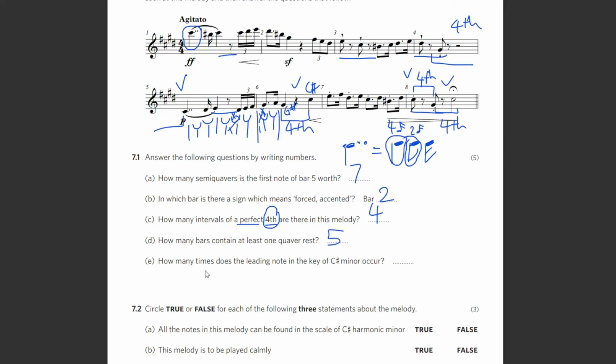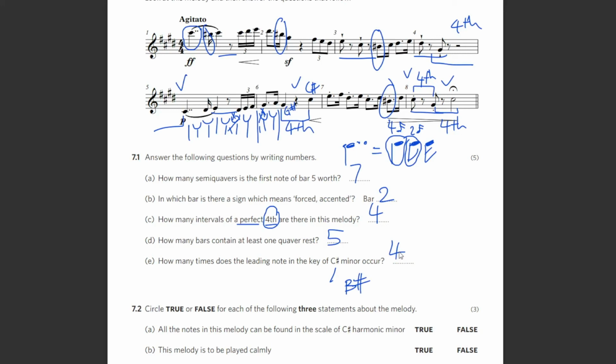Next, let's move on. How many times does the leading note of C sharp minor occur? So the leading note of C sharp minor is B sharp, right? Okay, because you need to sharpen the 7th note. So let's count how many times B sharp appears. So I have 1 B sharp, 1, 2, 3, 4. So it appears 4 times. So the answer is 4.